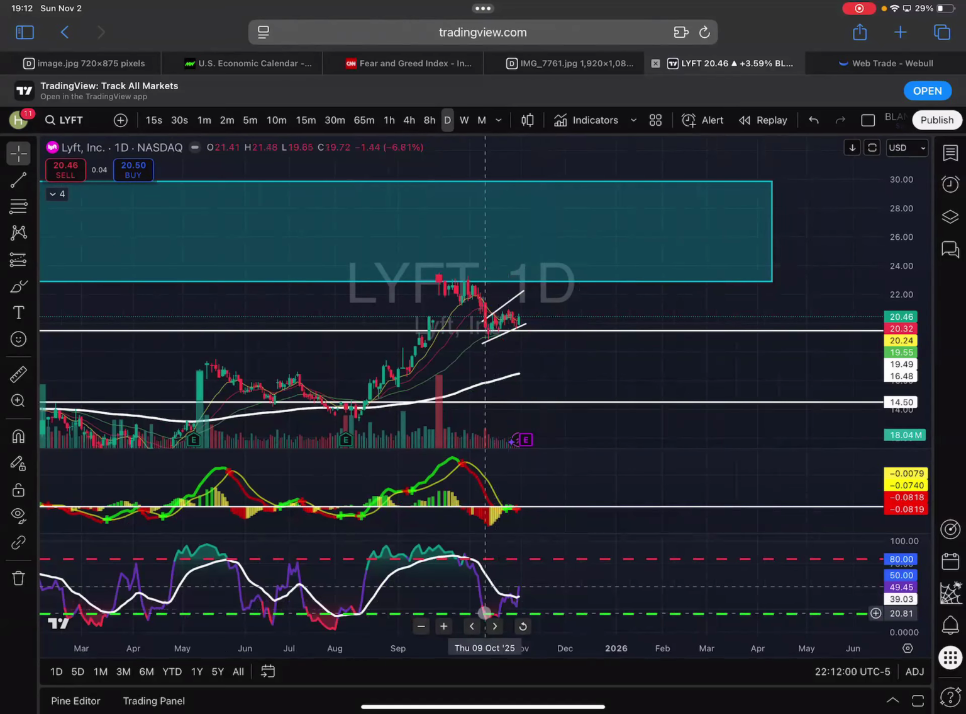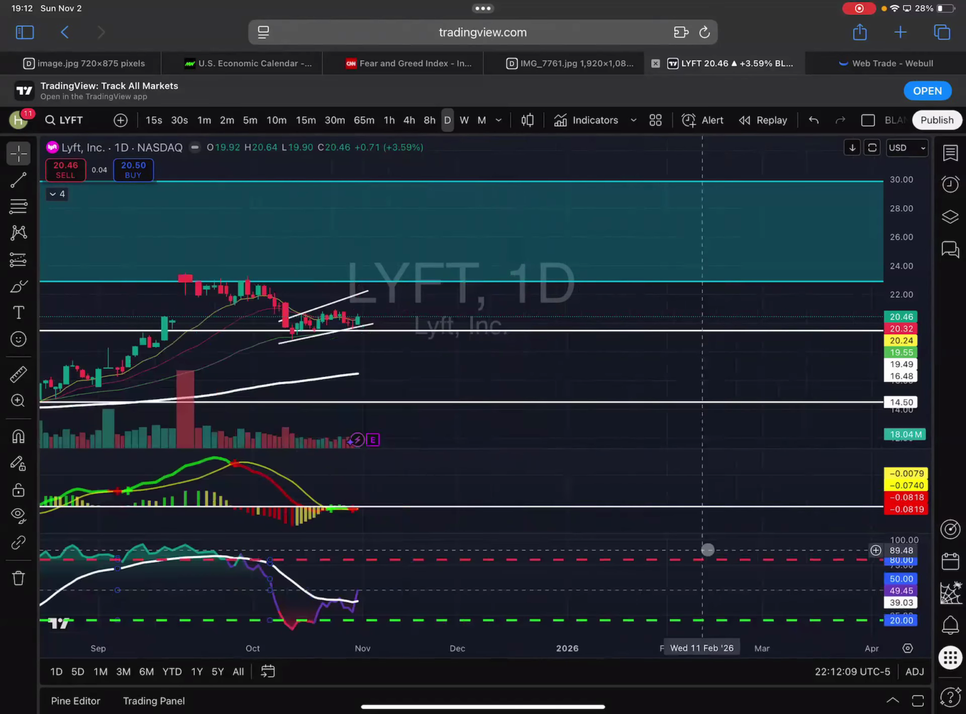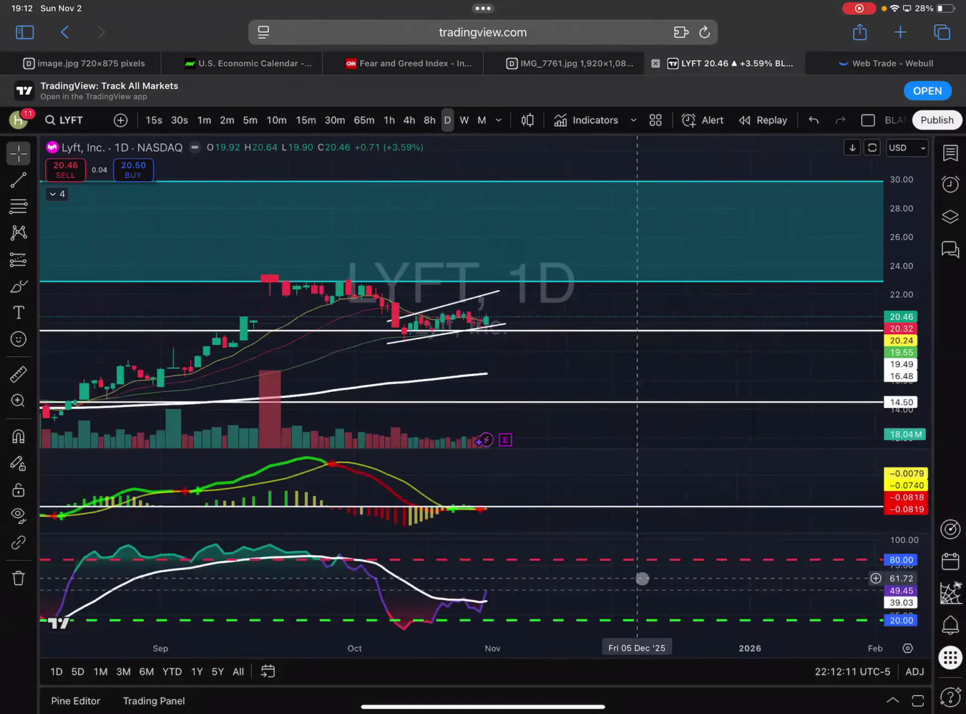RSI came down to the oversold level, it's working way back up. And what do we do? We crossed that signal line. The purple RSI crossed the white signal line. Make sure y'all can see that. Right, cross up on the RSI.